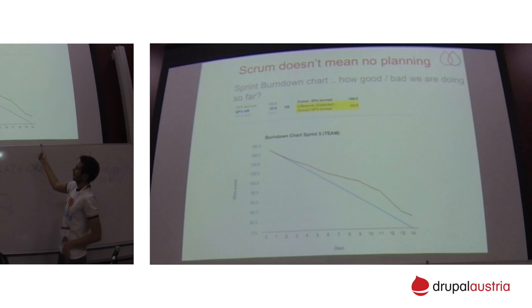So yeah, actually that one is providing the information. I mean, the blue line, it's the guideline. So actually this is taking into consideration the assumption that every day the team is burning an equal amount of story points. And the red line, actually it's the story points delivered by the team. So here that means that we didn't deliver 23.9 story points, which in percentage is more than 10%. Something like 15%. Whichever.